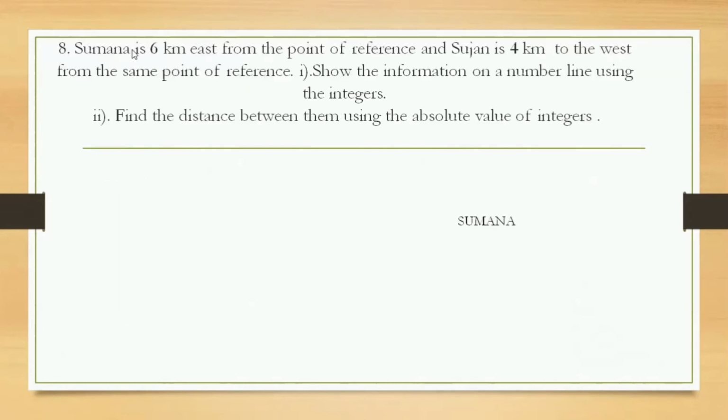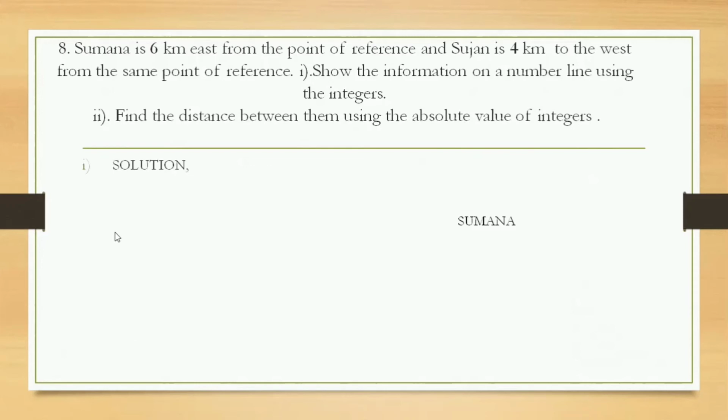Look here. Sumana is 6 kilometers east from the point of reference, and Susan is 4 kilometers to the west from the same point of reference. Number one, show the information on a number line using the integers. Find the distance between them using the absolute value of the integers.